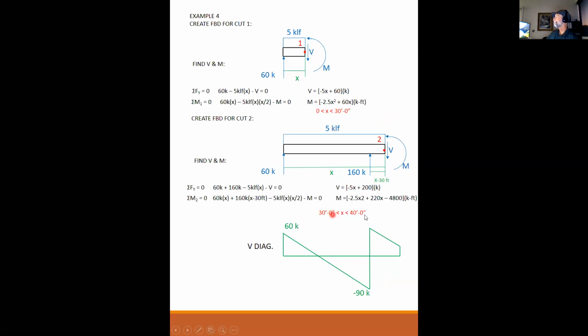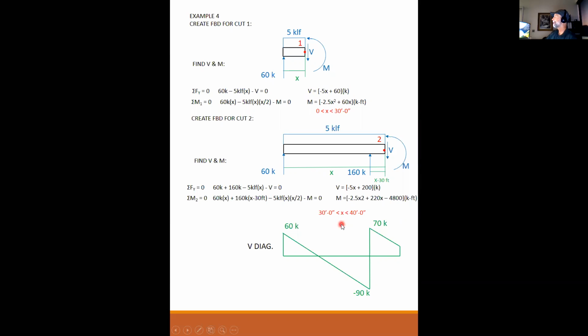Down here, plug in 30 here and you get 70. So if I take 30, plug it in here, I get 70. It's not the same number, but if you notice that it's jumped up by 160, the reaction has jumped the shear diagram up by 160. So this is actually correct, minus 90 to 70.